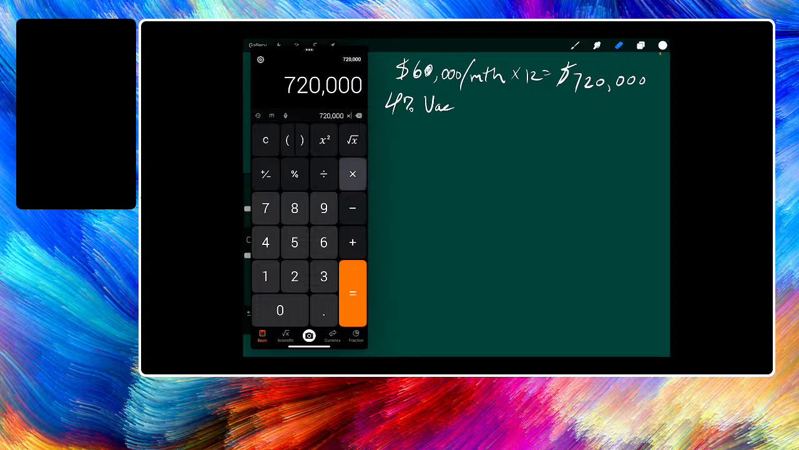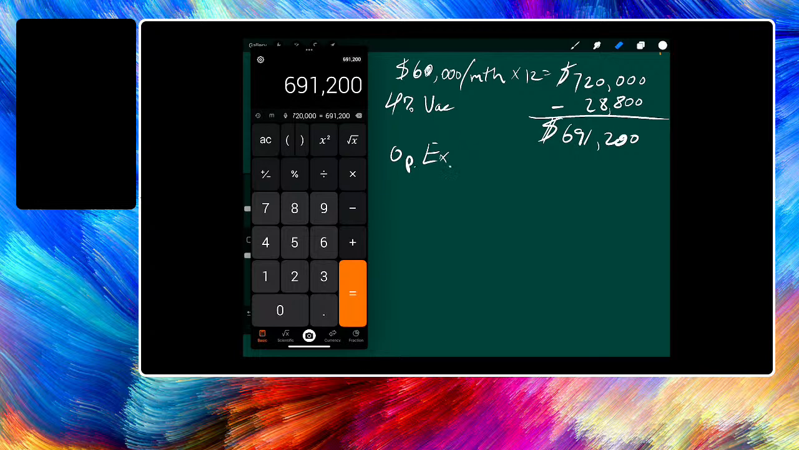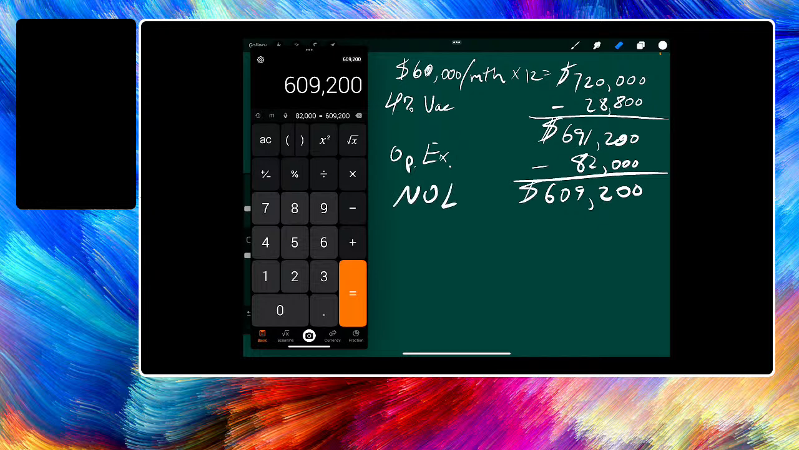What's 4% of 720? Means we need to subtract $28,800 for the vacancy. That gives us our effective income, which is $691,200. Now let's subtract out those pesky operating expenses. How much were they? $82,000 a year. All right, we're good on years. Brings us down to $609,200, which is our NOI.